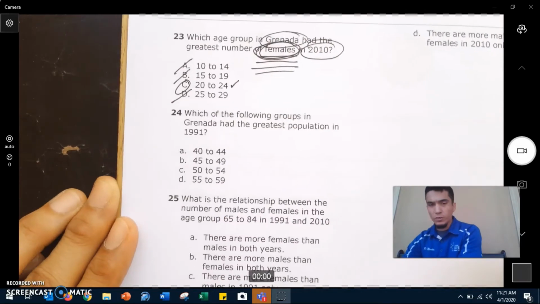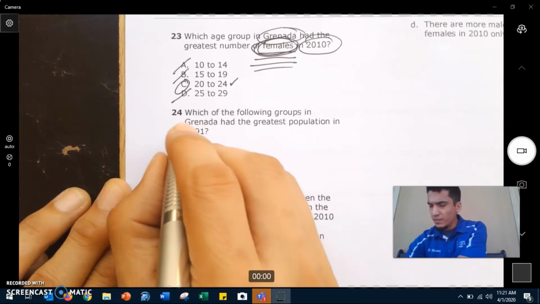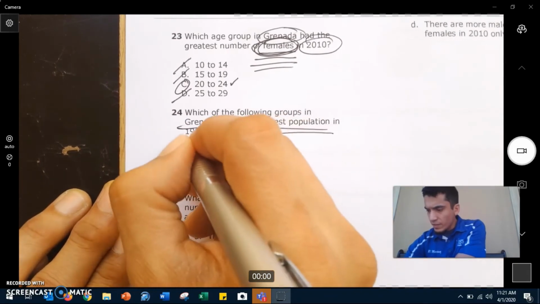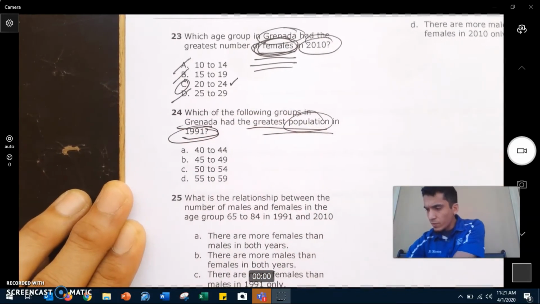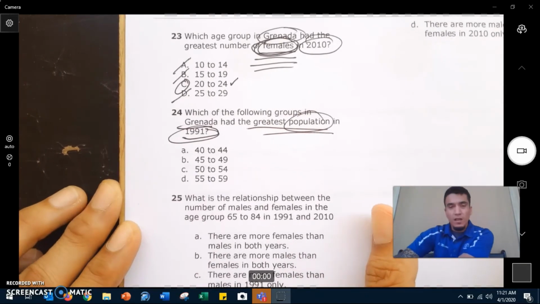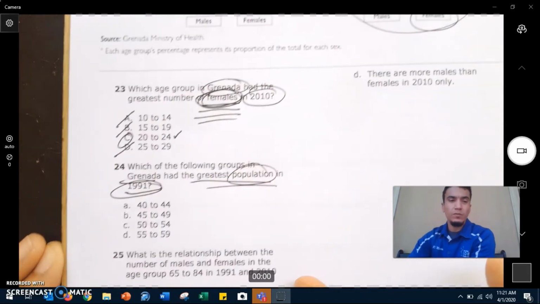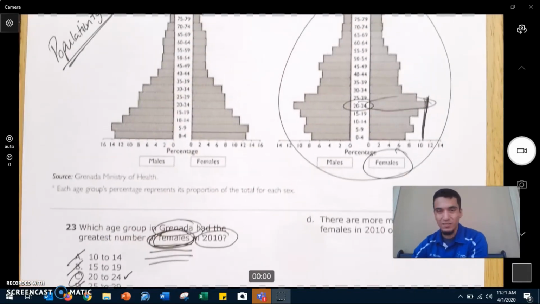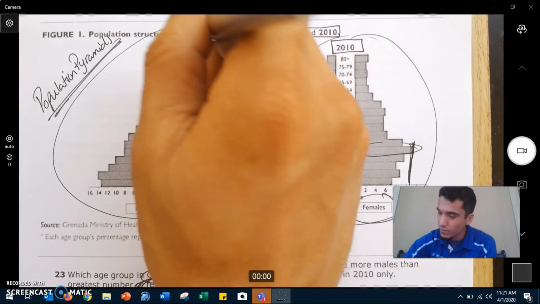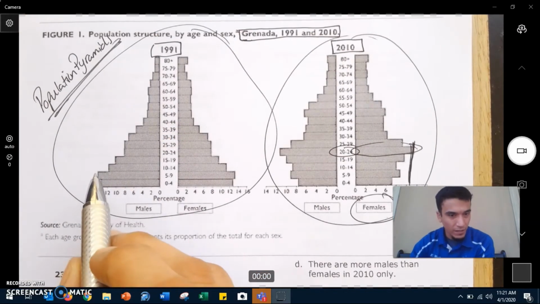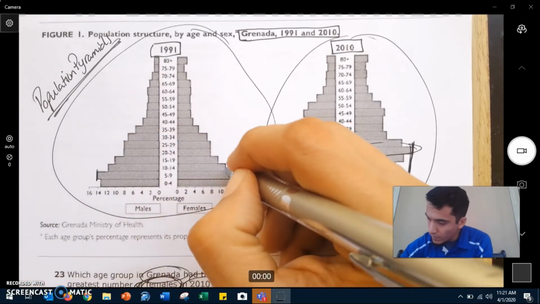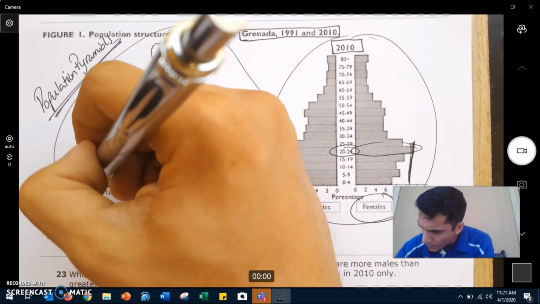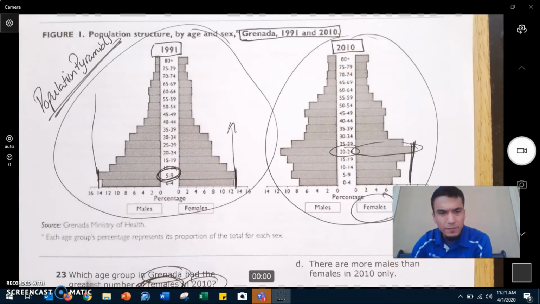Number 24 is asking which of the following groups in Granada or Grenada had the greatest population in 1991. So it's asking just for total population, not just one gender or the other. So in 1991, which part of the population was the biggest? Now we're looking at this side of the chart. Again, we're seeing it's all about the base. Lots of kids here, 5 to 9 years old. They seem to be the biggest, right?